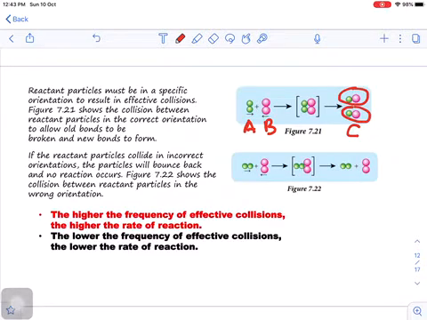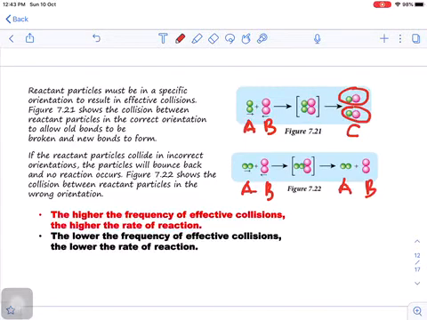Tapi kalau kita tengok figure 7.2 tu, okay, we have A and B, tapi dia berlanggar tidak in correct orientation. So, dia masih jadi A dan B semula. So, dia hanya berlanggar. Tapi, dia tak dapat capai dia punya effective collision. Dia hanya collision, not effective collision.